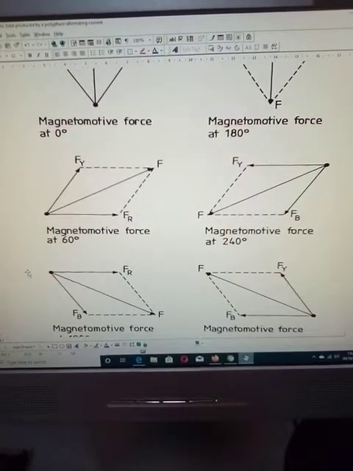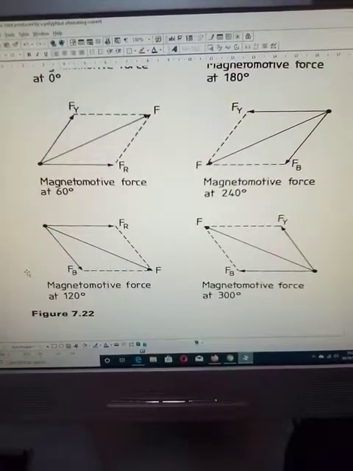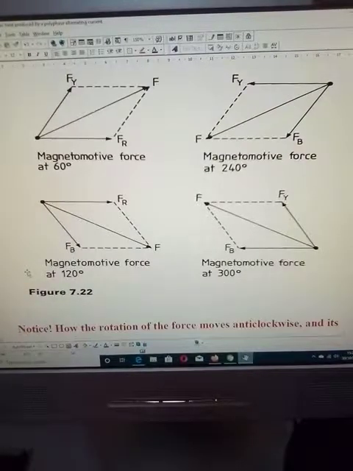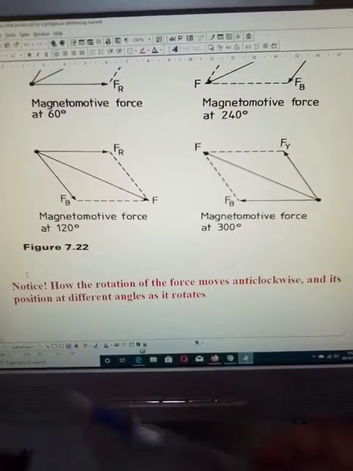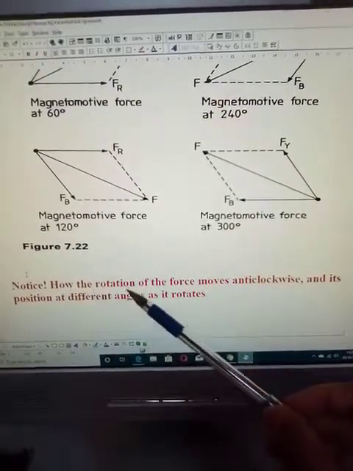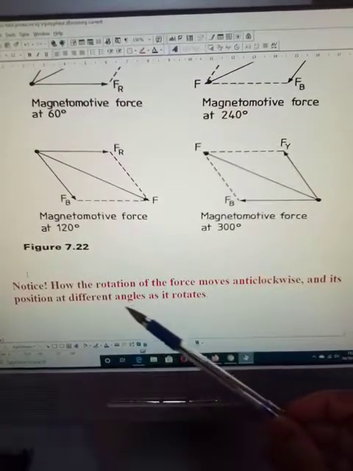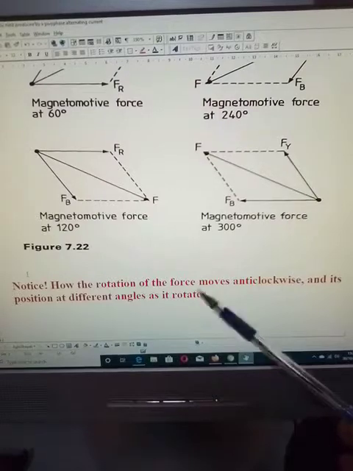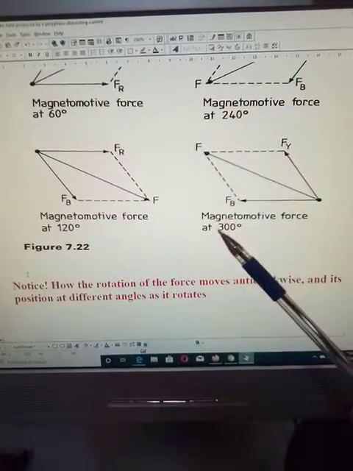Magnetomotive force at 60 degrees, magnetomotive force at 240 degrees. Okay, and you have 300 degrees before returning to 0. Now notice how the rotation of the force moves anti-clockwise, and its position at different angles as it rotates. Okay, that's all I'm saying here at this point in time, similarly to what I've mentioned earlier.